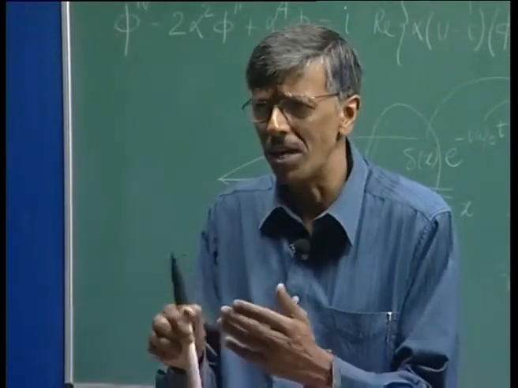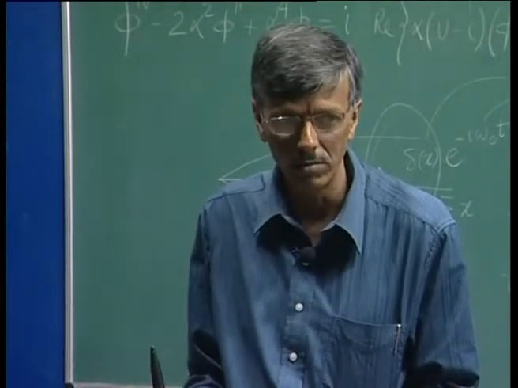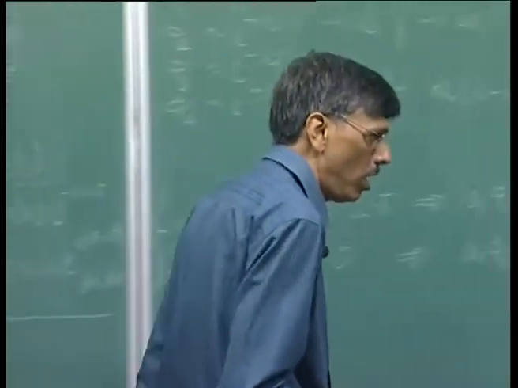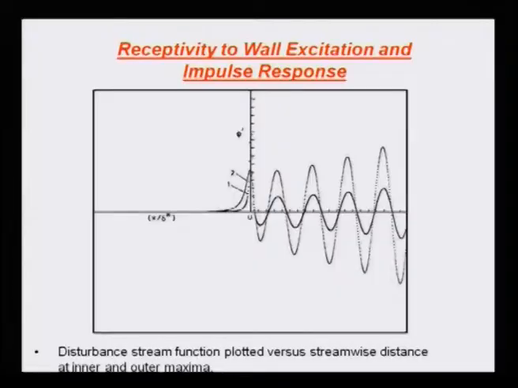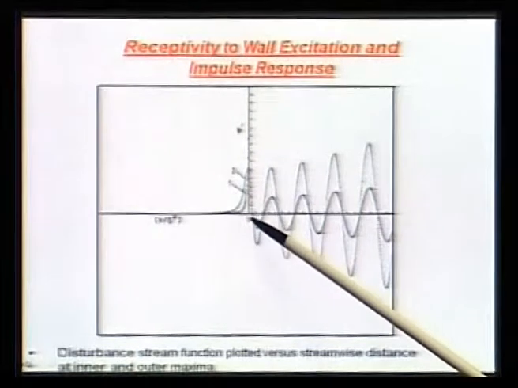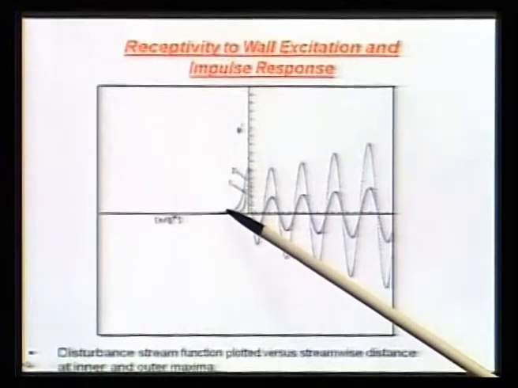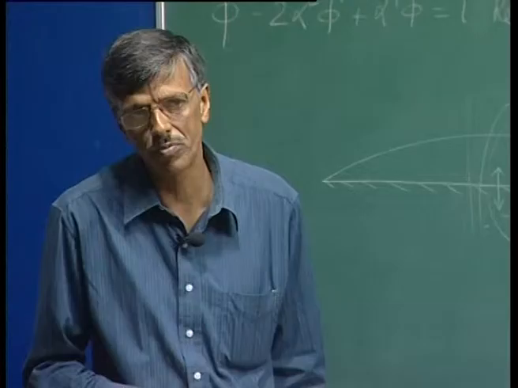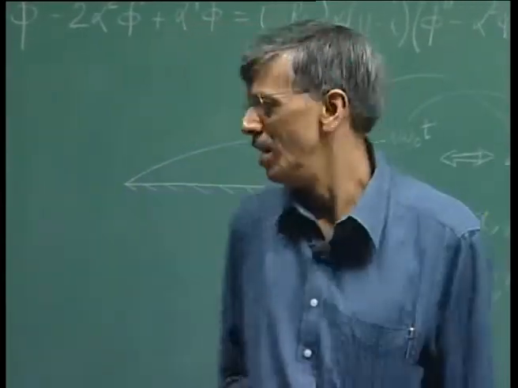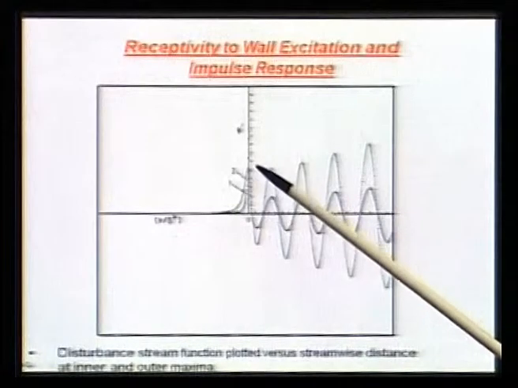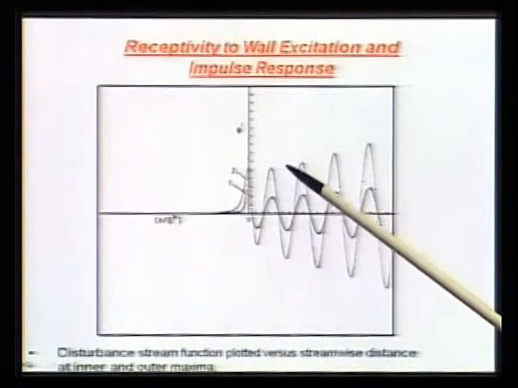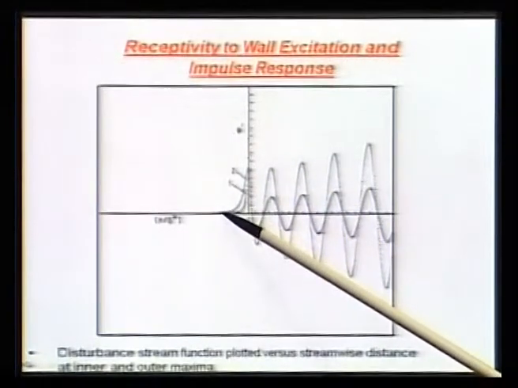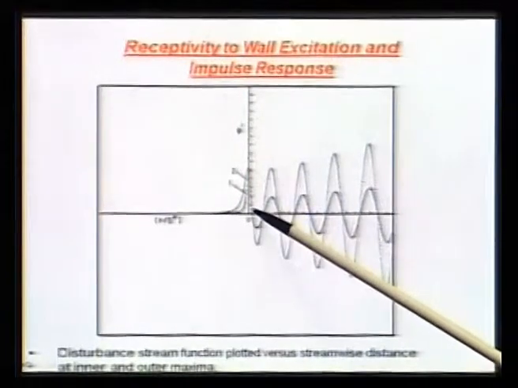The disturbances do not appear in a discontinuous manner. If I were to switch back to the previous one, we can see that despite the fact that the exciter is placed here, disturbance does penetrate a little bit upstream. How far is this? This is not very much. This is about 30 to 50 delta star. Okay? And the penetration is restricted, but it is still in a continuous manner.